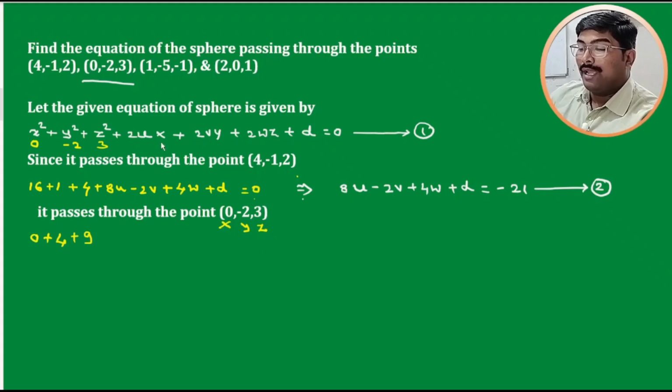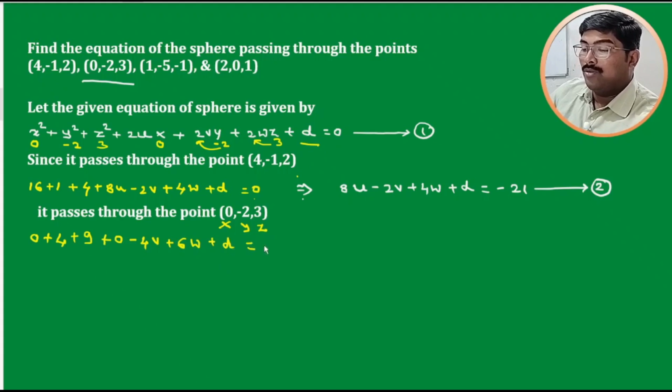Now substitute value for x is equal to 0 here, so 2u into 0 is 0. Substitute the value for y is equal to -2, so -2 into 2 is -4, that is -4v, and put the value for z is equal to 3, this 3 into 2 is equal to 6. So you will get 6w plus last term is d, so that d is equal to 0.